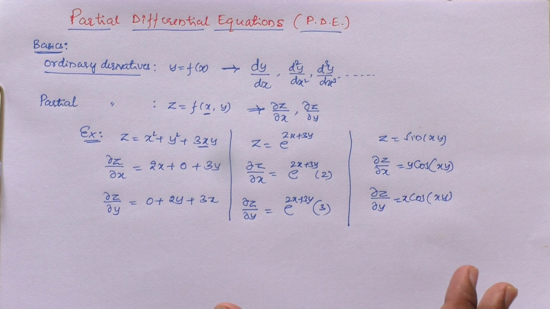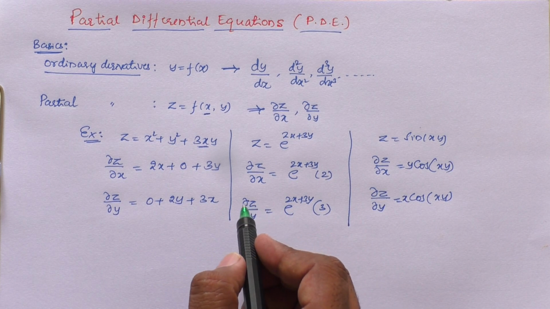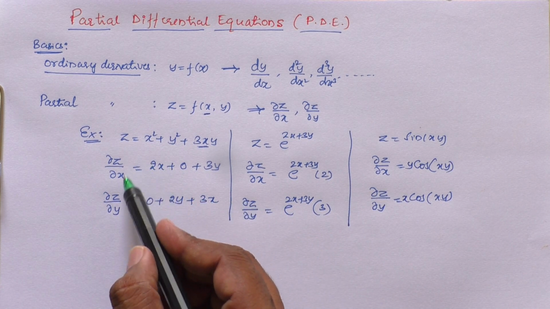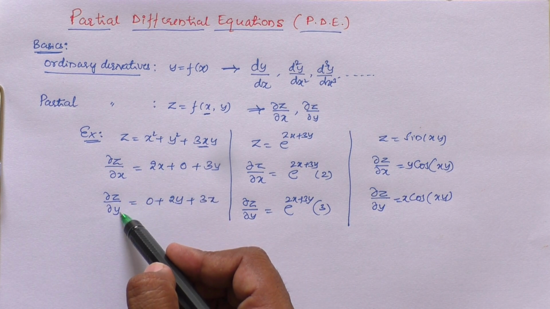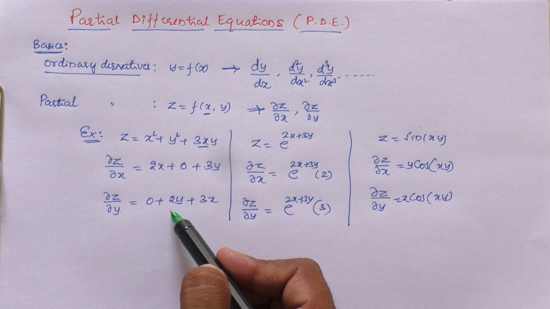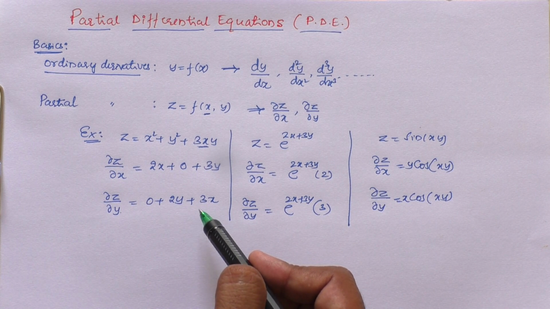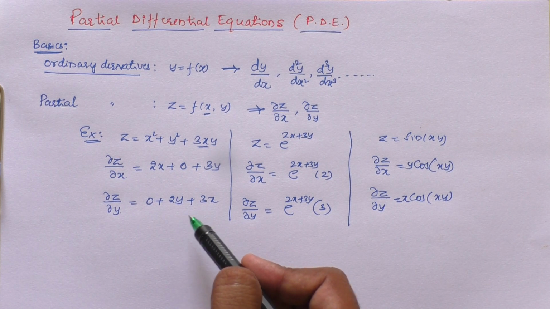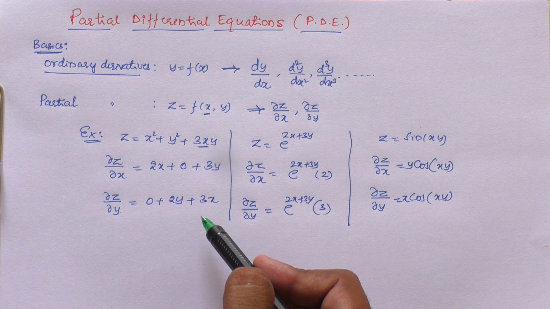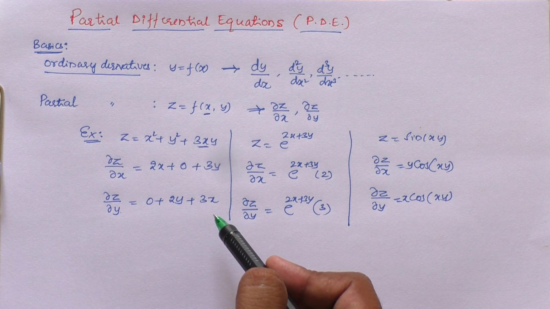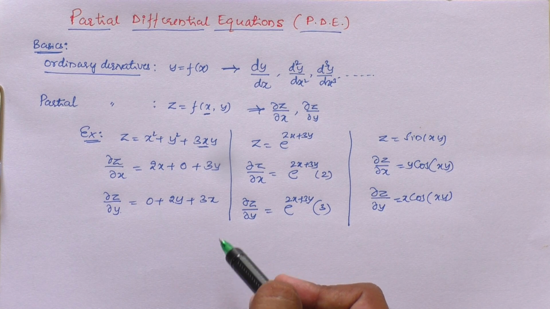So this is how we can understand the principle of partial differentiation. Whenever you are differentiating with respect to x, treat y as constant. Whenever you are differentiating with respect to y, treat x as constant. This is the general principle of partial differentiation. It means whenever we are differentiating with respect to one variable, treat all other variables as constants.